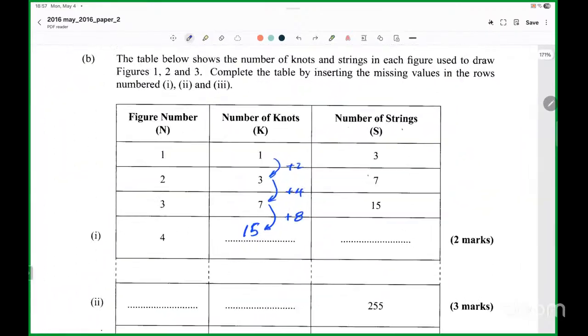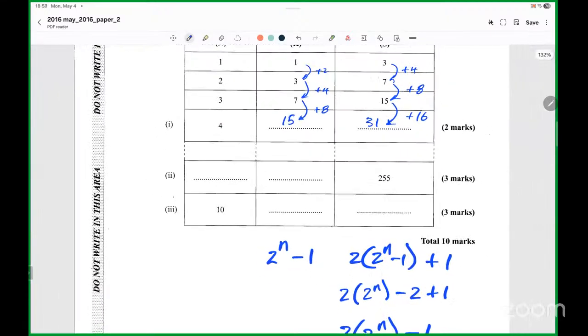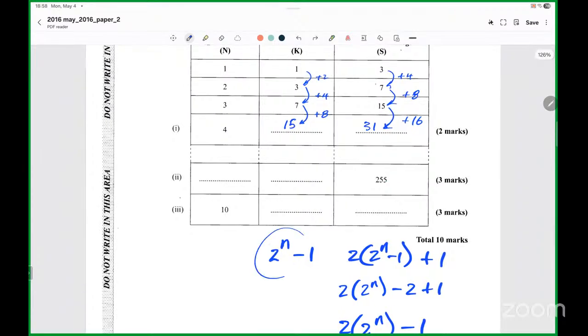Then up here, what's happening with the strings? You add 4, then you add 8, and then you add 2 times that, you add 16. So 15 and 16 is how much? 31. You have 31 strings. So you can check it with the formula. 2 to the 4th power is 16. 16 times 2 is 32. 32 minus 1 is 31.